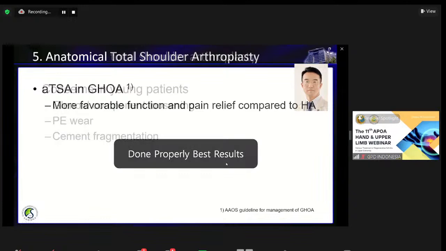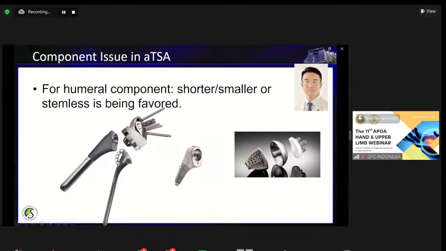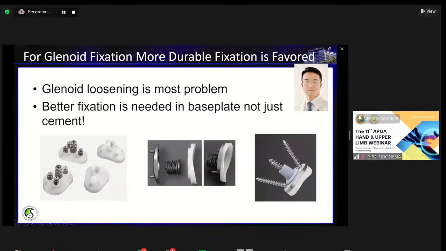The concern in young patients would be durability problems in anatomic total shoulder arthroplasty. Recently, the humeral component has become stemless; it's been favored to become more stemless. For the glenoid component, better fixation than just cementing, like cages or some other metal-backed designs, has recently surged in our market to see if they are better.